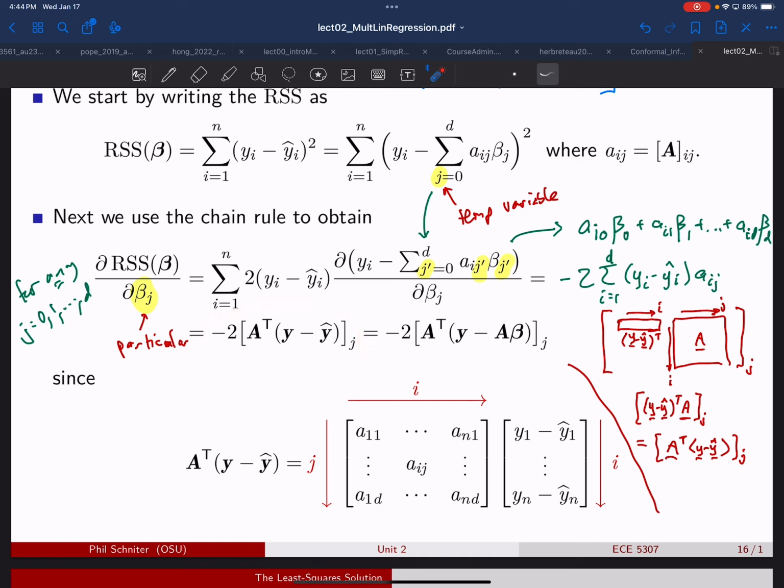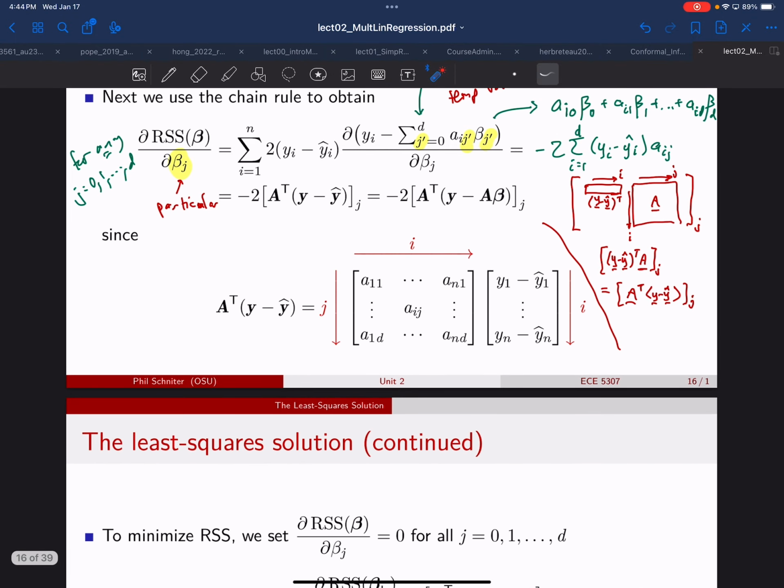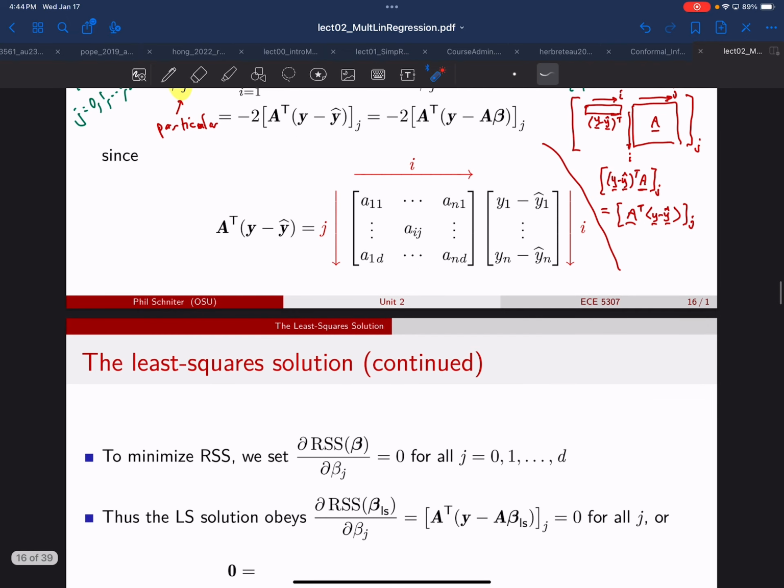Okay, and then the last step is easy. Just like on the previous page, we can substitute in for y hat a times beta. And so now we finally have our expression for this partial derivative stated in a very convenient form. And finally, the thing now to remember is that we want this thing we've derived to be equal to 0 at all the indices j. So to put it another way, for every index j, we want this vector to be 0. That means we want the entire vector itself to be 0.